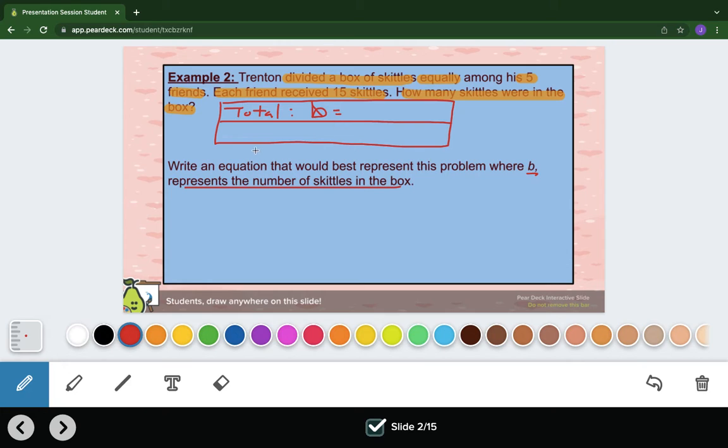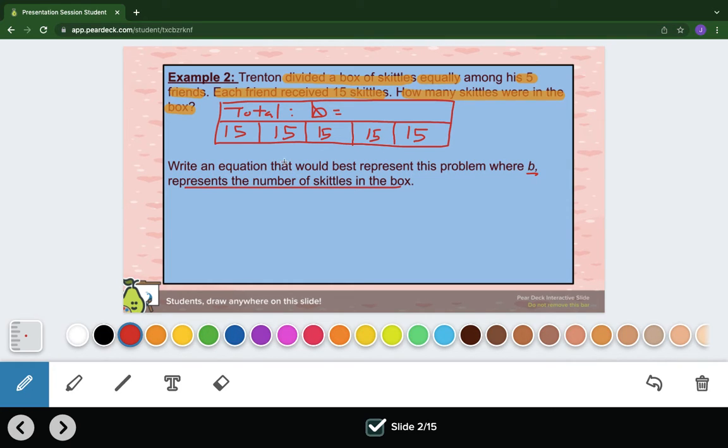I don't know yet. But what I do know is that with this whole box of Skittles, I had divided it with 5 friends. So that means 1, 2, 3, 4, 5. So that means this friend got 15, this friend got 15, this friend got 15, this friend got 15, and then the last friend got 15. So I'm going to have you guys pause the video and then compare your equation with mine using this picture right here.